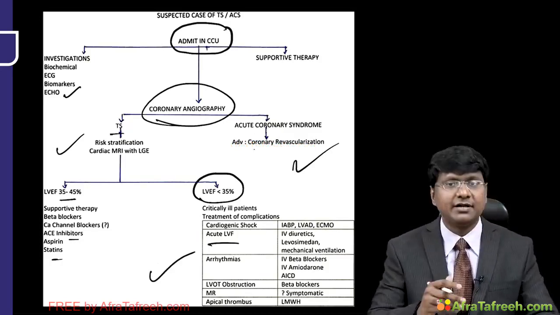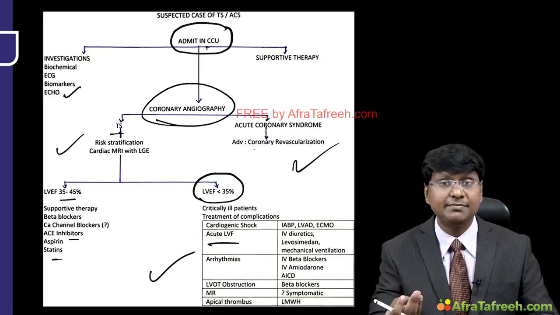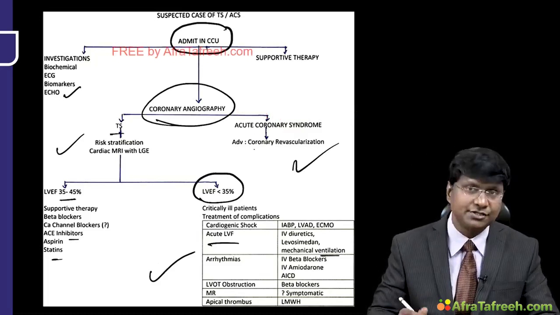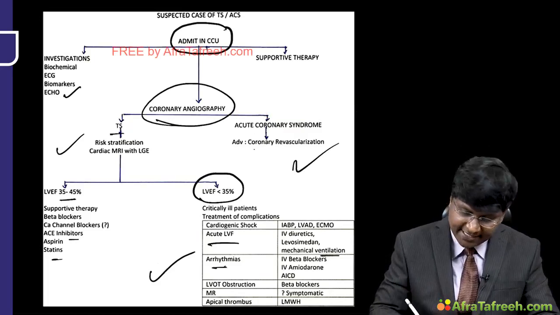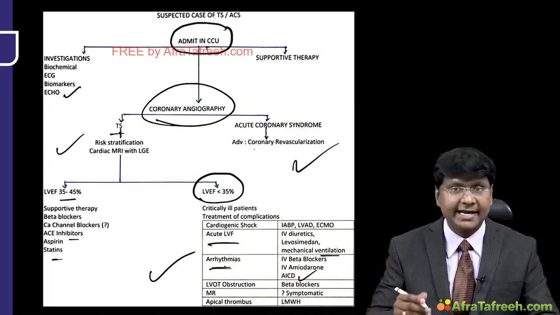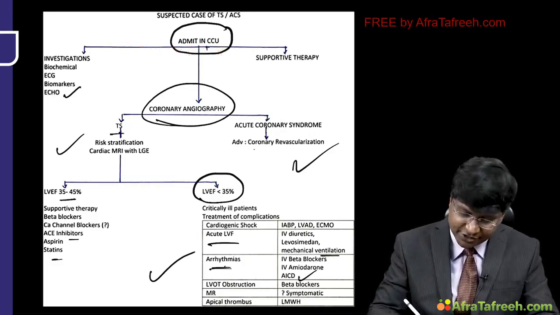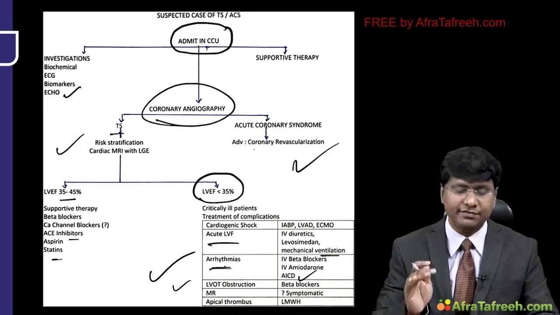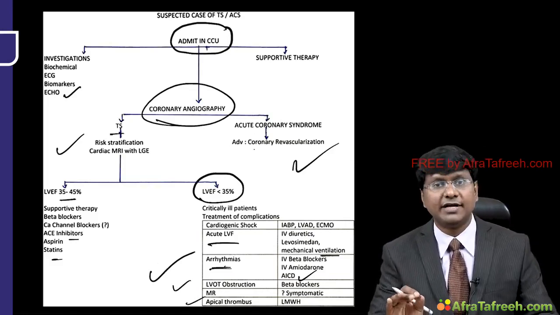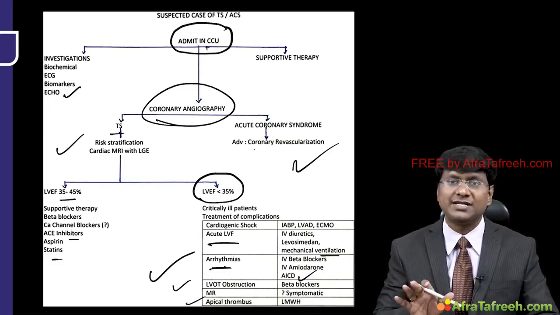Like acute left ventricular failure, you need to give a monitored dose of the diuretics, and levosimendan, particularly if the patient is in a state of cardiogenic shock, and mechanical ventilation to prevent respiratory failure. And for arrhythmias, you need to give amiodarone or the beta blockers. And next, AICD, that is implantable cardioverter defibrillator, in selected patients. If LVOT obstruction is there, then you need to give beta blockers, and if apical thrombus is there, you need to give low molecular weight heparin. So this is how you need to follow up the treatment in patients with Takotsubo cardiomyopathy.